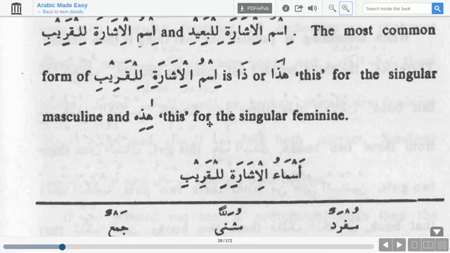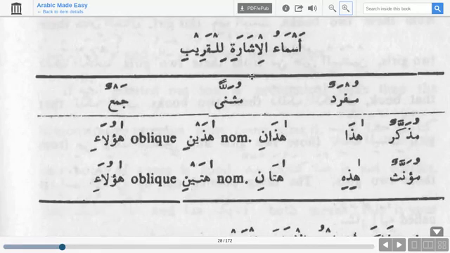So هذا is for the singular masculine, and the feminine is هذه. So now we're going to look at the table, أسماء الإشارة للقريب. Why is للقريب in kasra? Why is the word قريب ended in kasra? And why does the word al-asma have dhamma on it?